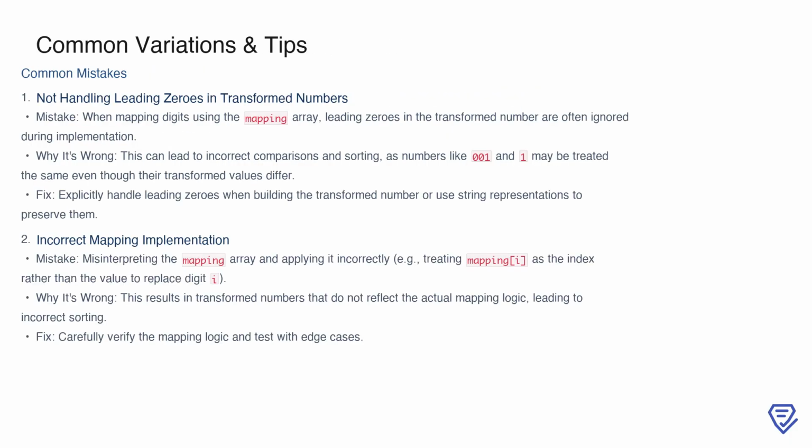In this section, we'll look at some common mistakes that programmers make when solving the sort the jumbled numbers problem and how to avoid them. First, not handling leading zeros in transformed numbers can lead to incorrect results.